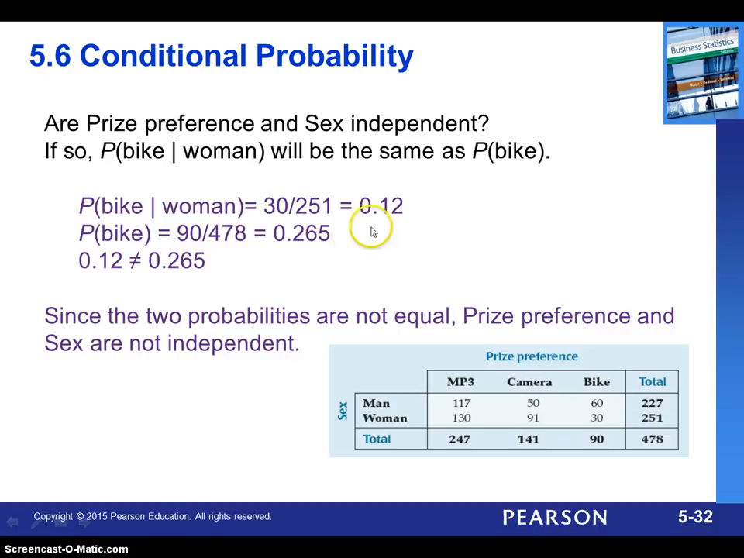So we compare these two numbers. We say, well, 12% is not equal to 26%, which indicates that it does matter if you're a man or woman in your preference for bike, so these two things are not independent. There's a dependence there. If these were equal, so if it was 12% and 12%, then we'd say, okay, then it must not matter for gender. And by the way, it would also work if the probability of bike given man would be 12%. The gender would not matter.